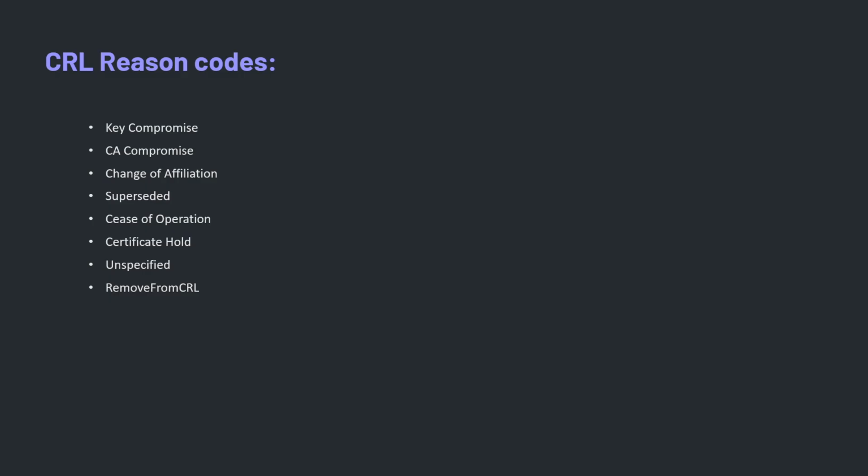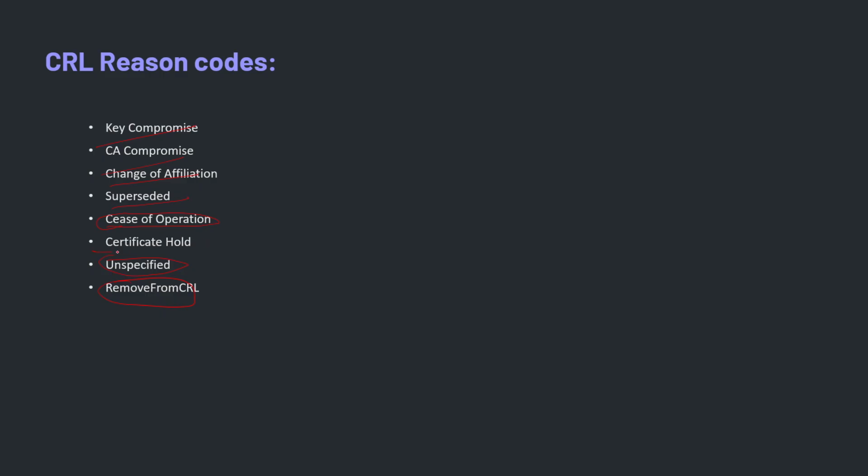So in the reasons, whenever you give reasons, you will be mentioning if it is a key compromise, a CA compromise, if ownership is changed, if a new certificate is getting used instead of our current certificate, if the site is no longer active, or the application is no longer active, if the reason is unspecified, or it's removed from CRL. These all will be the reasons.